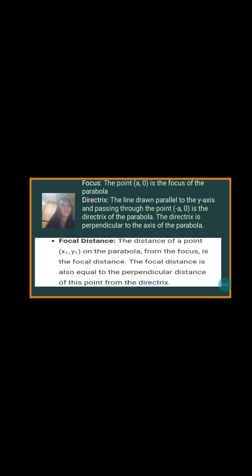The distance of a point (x sub 1, y sub 1) on the parabola from the focus is the focal distance. The focal distance is also equal to the perpendicular distance of this point from the directrix.